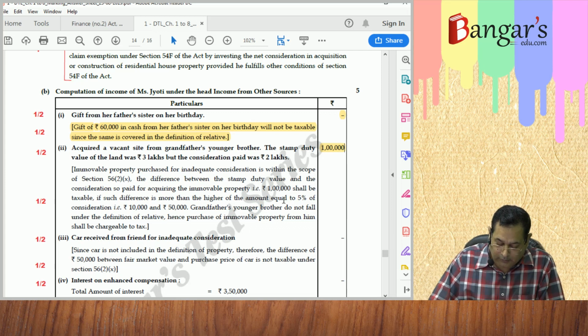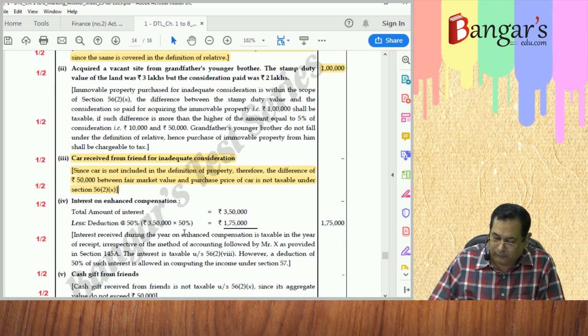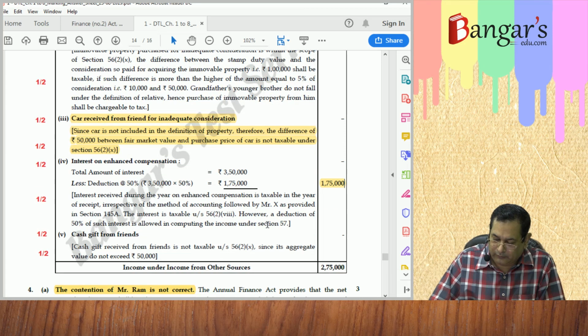A car does not come under the ambit of movable asset as defined under section 56(2)(x), hence it won't be taxable. Interest on enhanced compensation will be chargeable to tax, rupees 3,50,000. From such interest, a deduction of 50% will be allowed, that is 1,75,000. Then receipt of cash gift of 15,000 each from her 3 friends, since it does not exceed rupees 50,000, it won't be chargeable to tax.